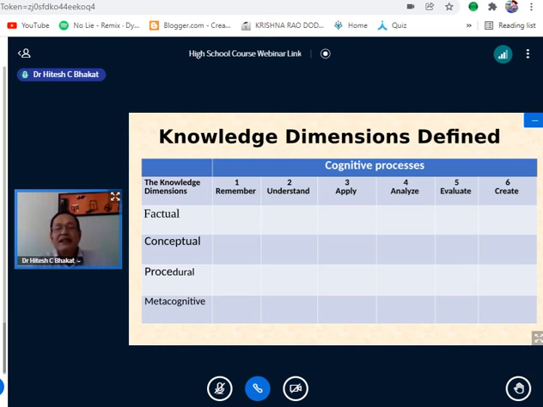Okay, so as I told you, there are four aspects of knowledge. Again, all this cognitive aspect I'm talking about. Textual knowledge, remember it. Again, this column. Textual knowledge, understand it. Textual knowledge, apply it. Textual knowledge, analyze it.